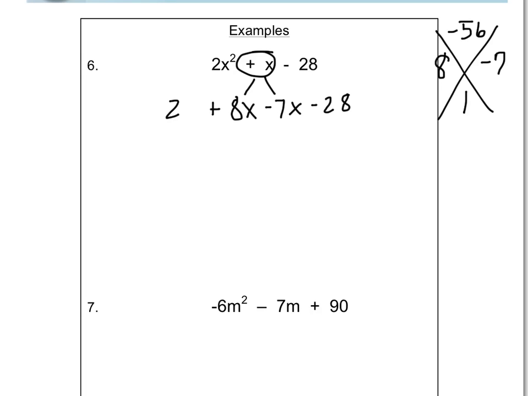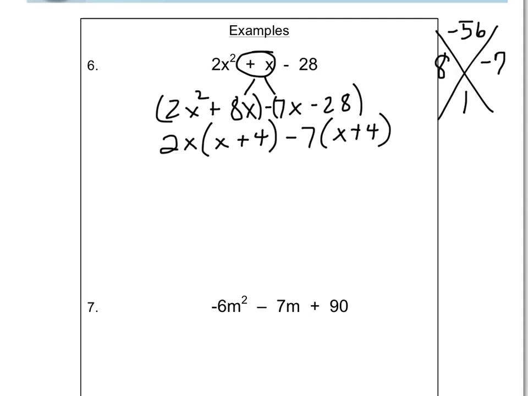Bring down the 2x squared. First two, last two, take out a 2x here. Left with an x plus 4. Take out a 7 here. Left with an x plus 4. They both have an x plus 4 in common. And a 2x minus 7 left over. Again, answers in two binomials.